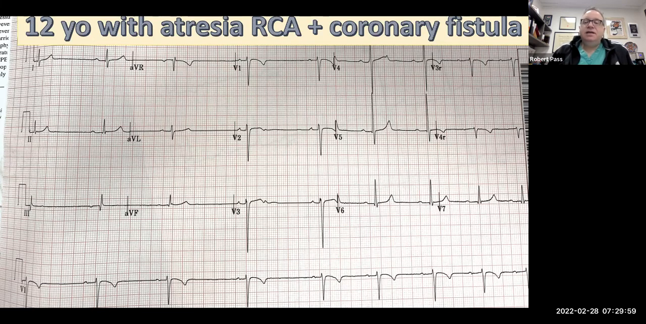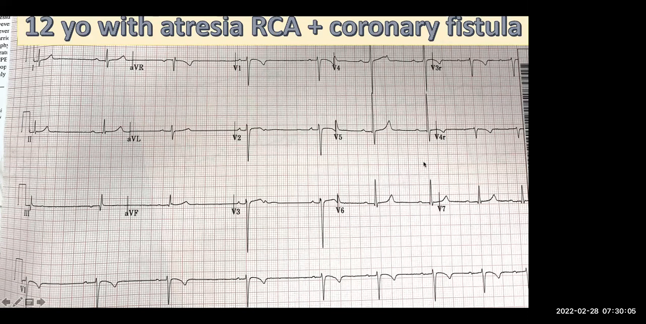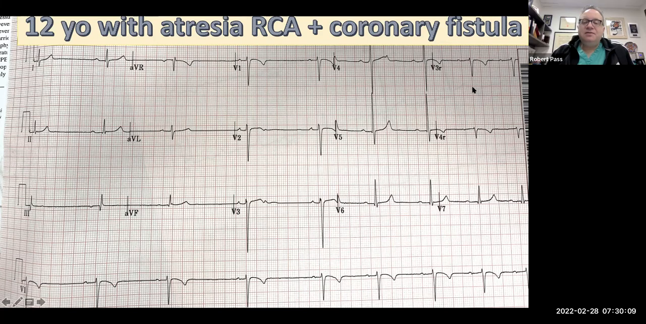So I am going to ask Dr. Kong, Dr. Grace Kong, that is, not to be confused with our other Dr. Kong: what do you make of this electrocardiogram, and do you have any concerns in this tracing?